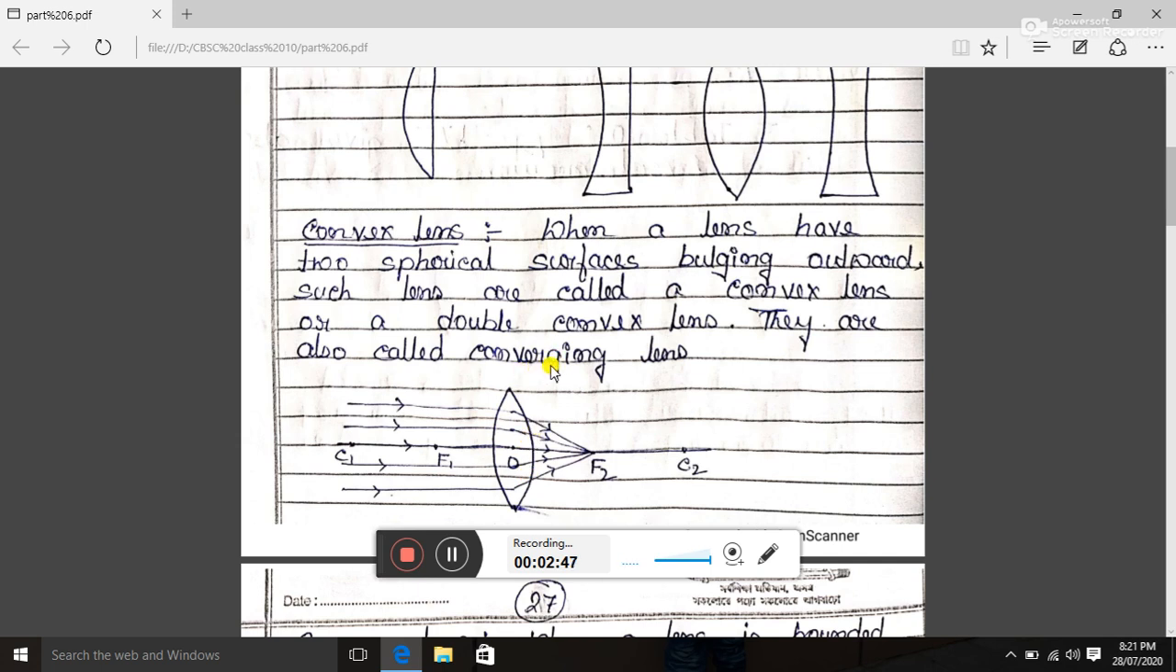They are also called converging lenses. Why are they called converging lenses? Because if rays of light coming from infinity suffer refraction in this lens, we will see that all the rays will meet at the focus. So this type of lens, because of their converging property, is also called a converging lens.